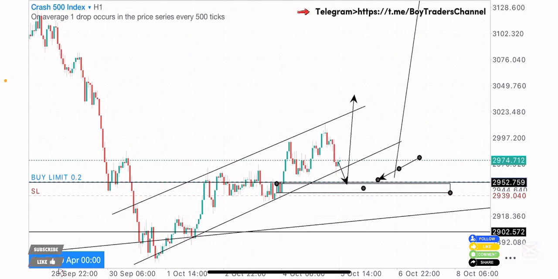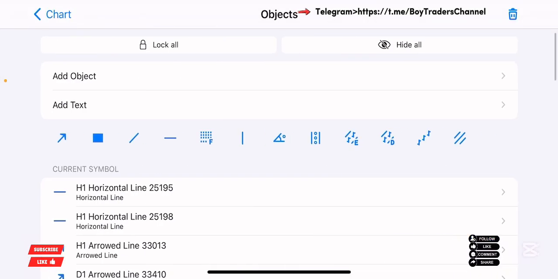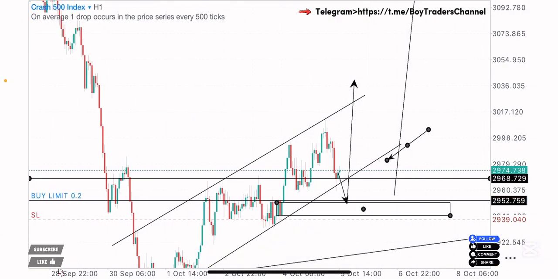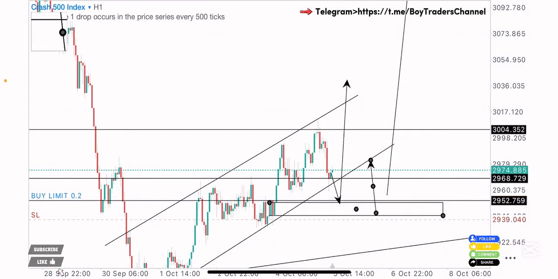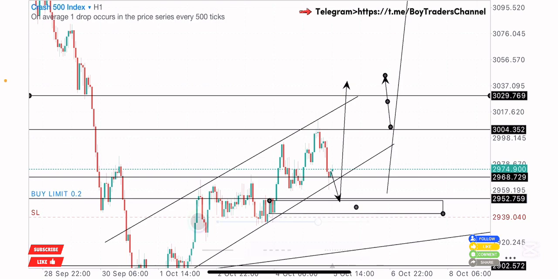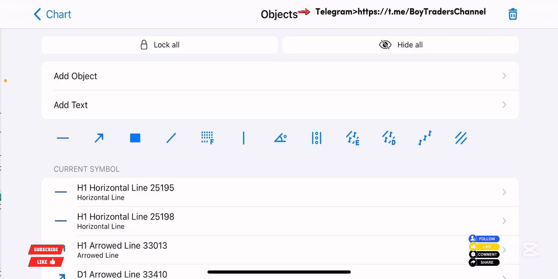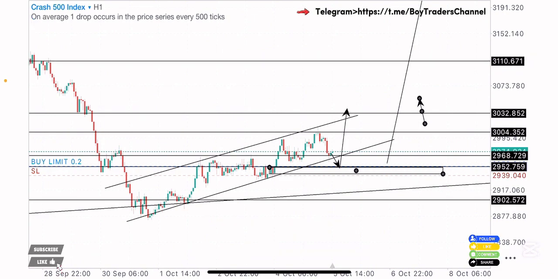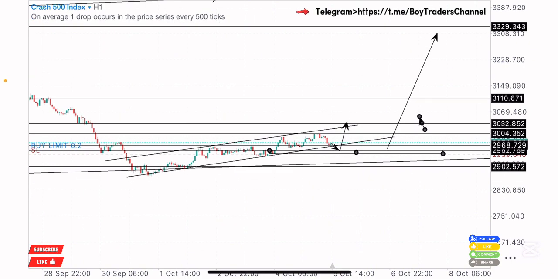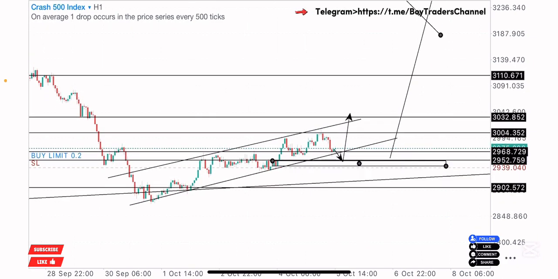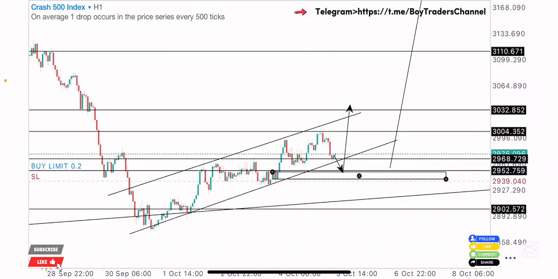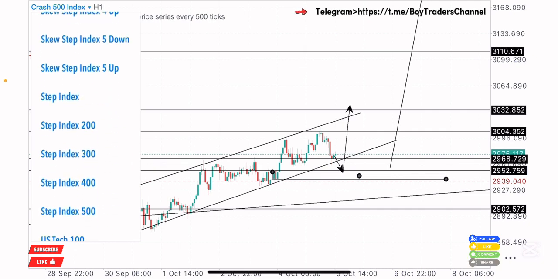If price can drop into my buy zone, my first target point would be here. Second target point would be here for a day trading opportunity, and swing points. First target for the swings would be here, then at this point, and the last target would be at these highs, the points where I expect price to buy to here. So that's for Crash 500 index. So let's proceed to 101S index.